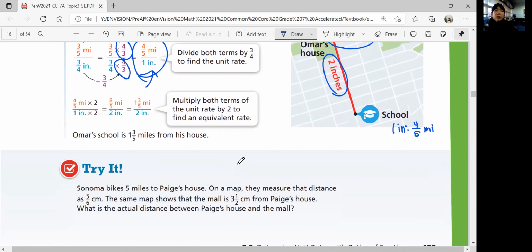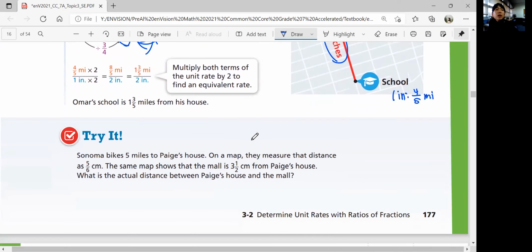Let's try this question and see if you can do it by yourself. So Noma bikes 5 miles to Paige's house. On a map, they measured that distance is 5/6 centimeters. The same map shows that the mall is 3.5 centimeters from Paige's house. What is the actual distance between Paige's house and the mall? So this is a different map. Okay, you can draw an imaginary map just to help you visualize it.